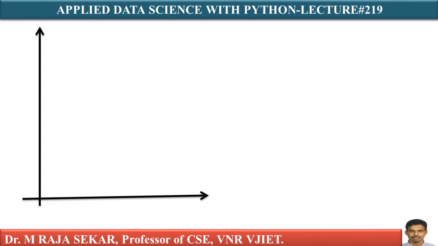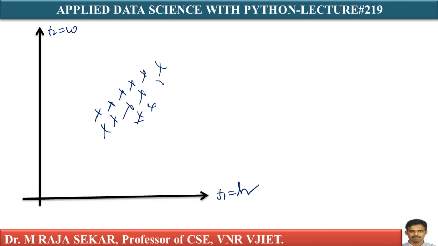Just see this one. Let me assume here I have F1. F1 means feature 1. This is heights. This is feature 2, let me say weights. Let me assume F1 is heights and my F2 is weights. I can represent each person as a data point in this. Let's assume this is the first person. I will represent each person with a cross. Let me represent all these persons with a cross or circle. So let's assume all my people are here.